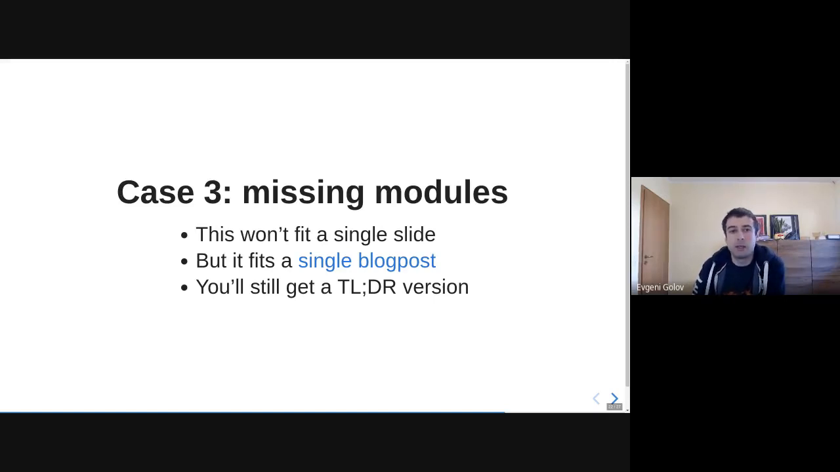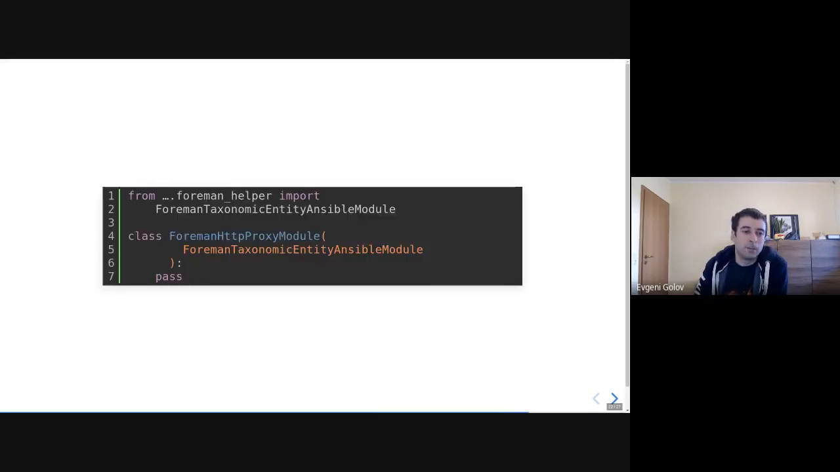How can we quickly implement a module? My timer says that I have 5 minutes left, so I will be rather quick here so we can do some questions. Every module that you will do will always start with an import from the Foreman helper. That's our internal abstraction layer for the Foreman API. And given that HTTP proxies, which is what I'm showing you here, are taxonomic, so they can belong to an organization and a location, we are importing the Foreman taxonomic entity template.